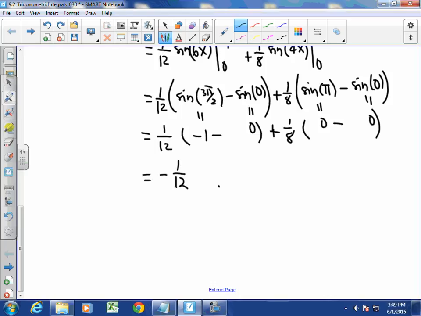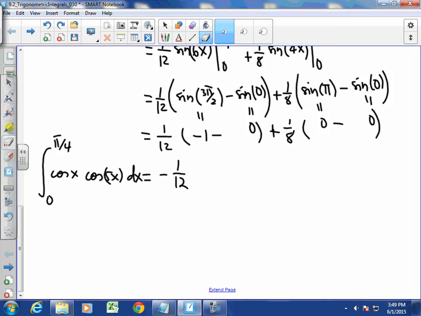So that's the integral from 0 to pi over 4 of cosine x cosine 5x dx. That concludes finding the given integral.